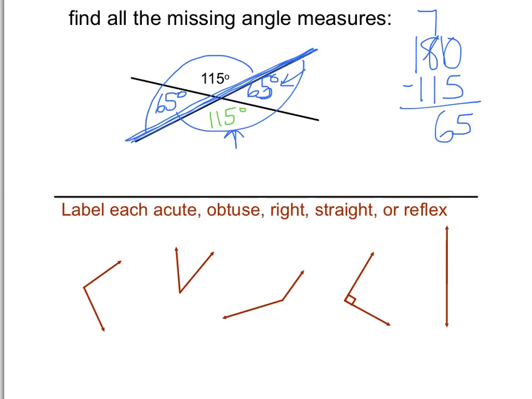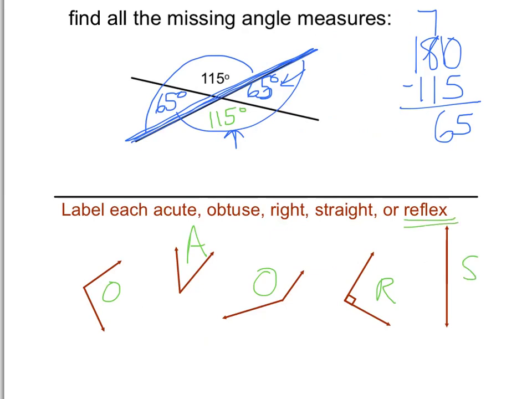The bottom says label each acute, obtuse, right, straight, or reflex, so we're naming these angles. This first one, if you have a device that you can turn, you can see that this first one's just a little bit bigger than 90 degrees, so we're going to call that obtuse. The second one's definitely less than 90 degrees, so it's acute. Third one, bigger than 90. Fourth one, exactly 90, so remember that's a right angle. And this one that's a straight line is a straight angle.